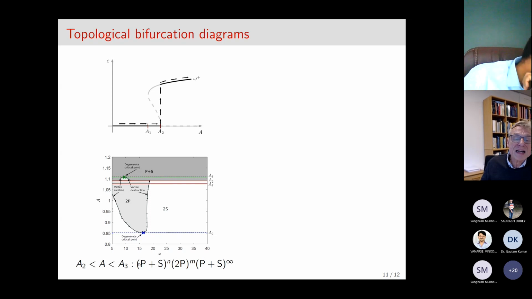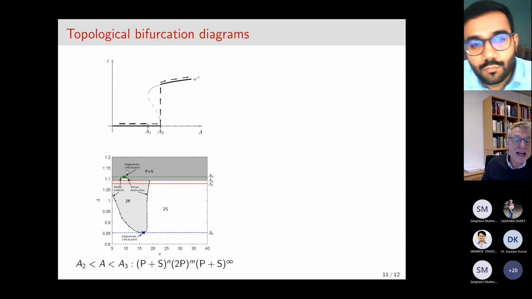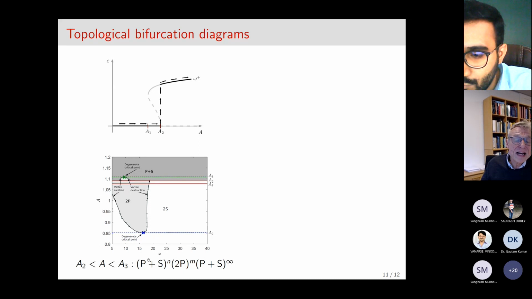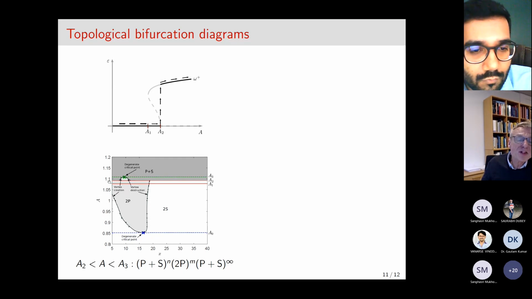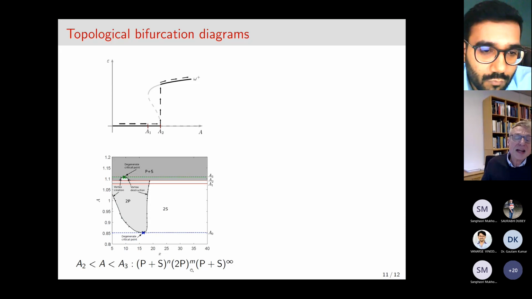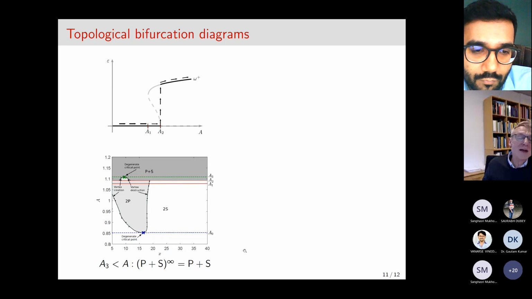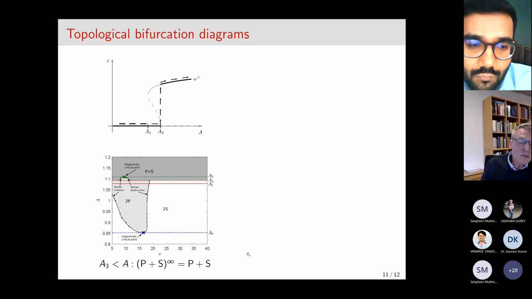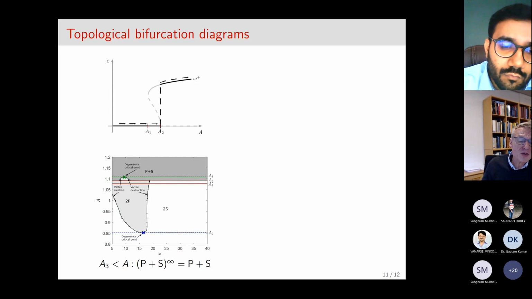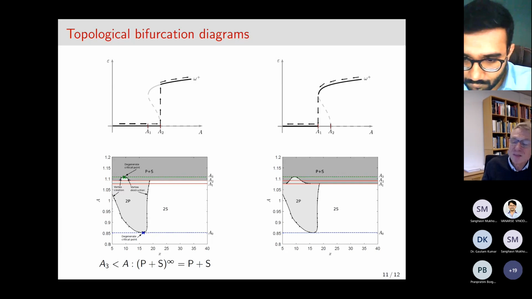And then I can get wakes like this, where you have P plus S in the beginning, and then you have a period of 2P, and then you go back to P plus S. And as you increase A, the region with 2P disappears, and you will finally, if you're above this level here, go back to sort of a full P plus S wake. So if you go backwards, it's a bit different.